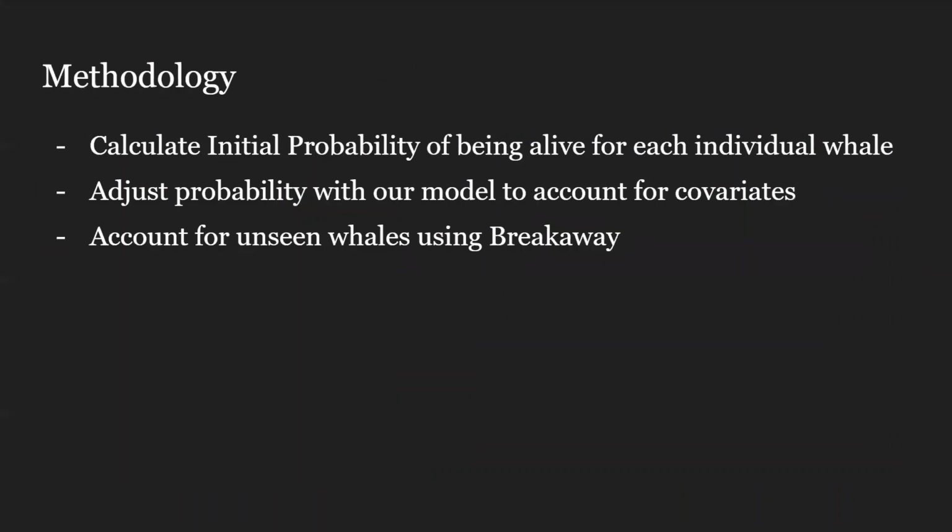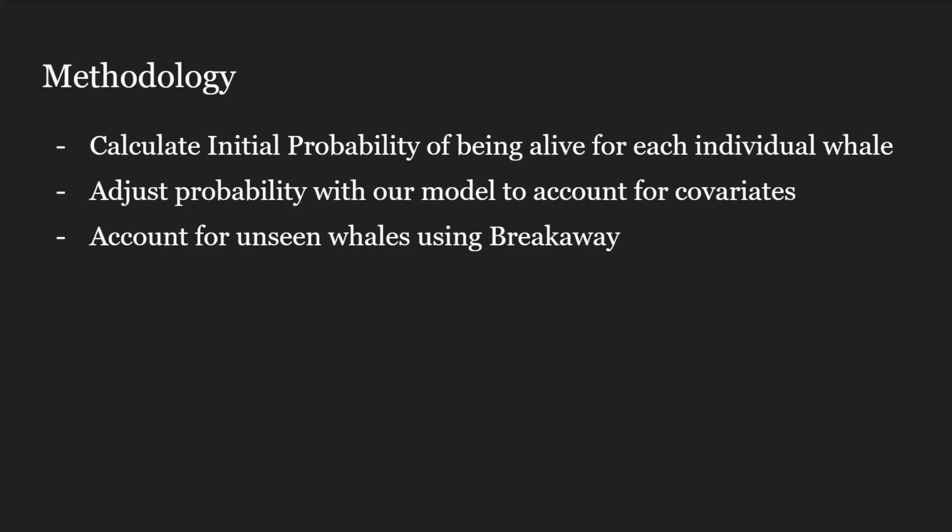So our methodology can be summarized into three big steps. Firstly, we calculate the initial probability of being alive for each individual whale using a technique called SOLO, which is based on the sighting records only. So for example, a whale that was last seen last year will have a higher probability of being alive than a whale that was seen 10 years ago. Secondly, we adjust those probabilities with our model to account for covariates such as age, sex, whether or not a whale was hit by a vessel. So it provides some context into those initial probabilities of being alive.